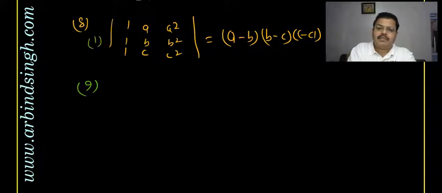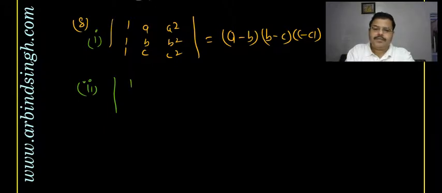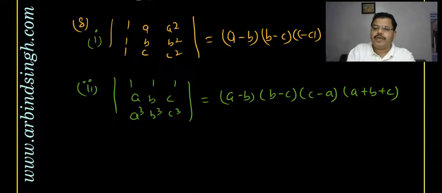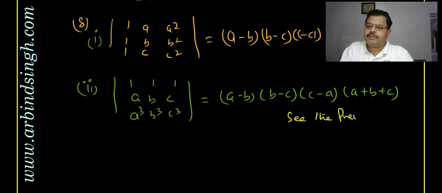So the first part of this one was there, and now the second part. The second part of this category also has been done. 1, 1, 1, A, B, C, and A cube, B cube, C cube, that is A minus B, B minus C, C minus A, and A plus B plus C. So you can also see the previous video.